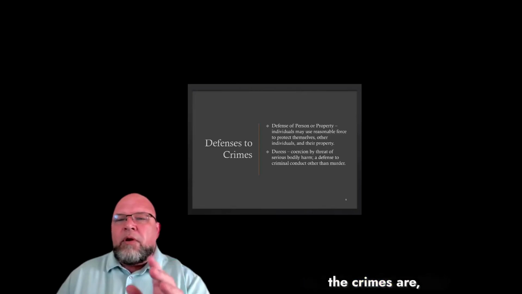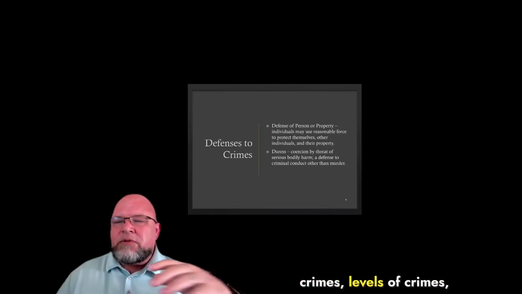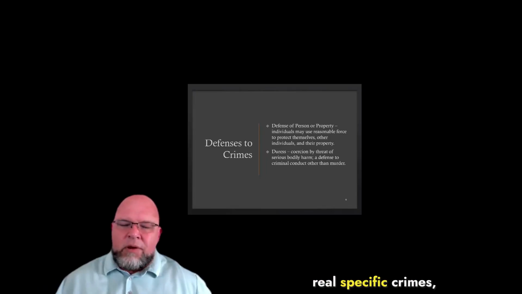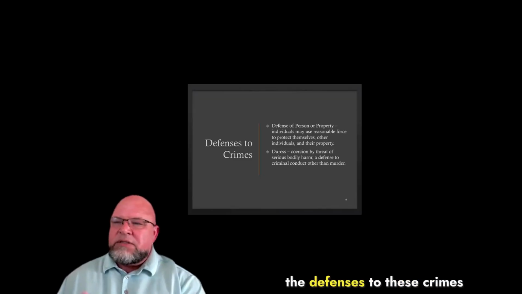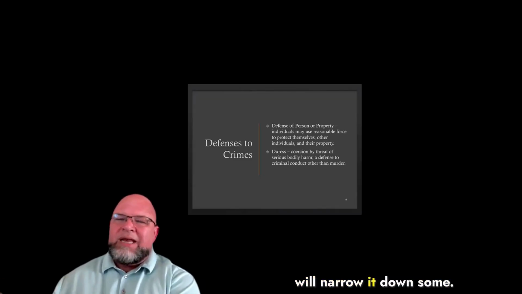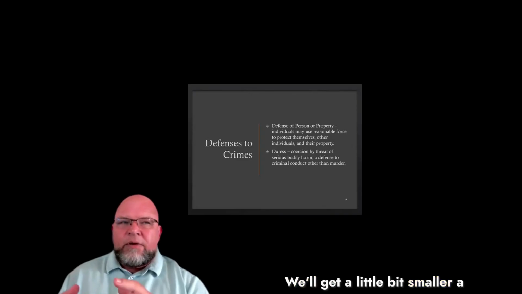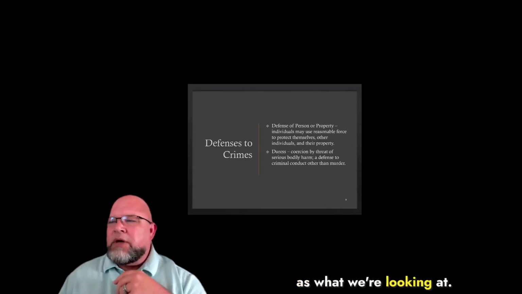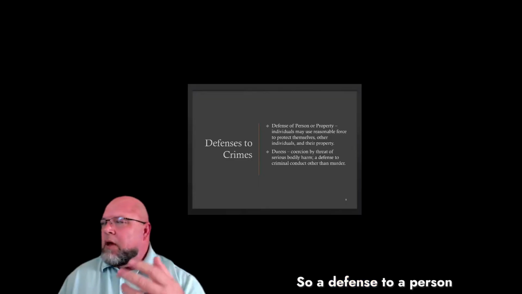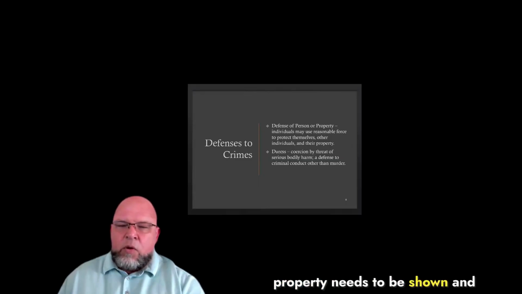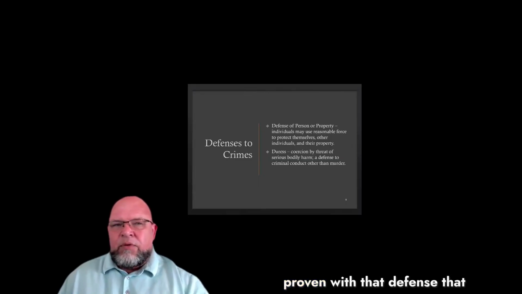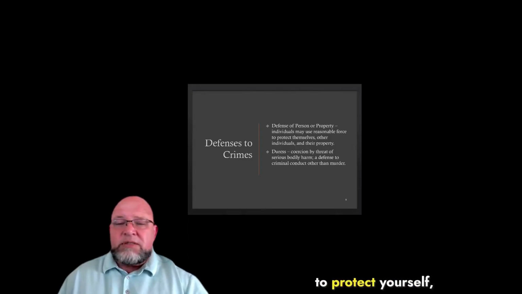Right. So when we learn what the crimes are and we know what types of crimes and levels of crimes, without going into real specific crimes, keeping this as broad as we possibly can, let's think about what defenses are. Now, the defenses to these crimes will narrow it down some. We'll get a little bit smaller, a little bit more narrow as far as what we're looking at. So, a defense to a person or property. The defense to a person or property needs to be shown and proven with that defense that there was not any other alternatives. You can use reasonable force to protect yourself, others, or your property.